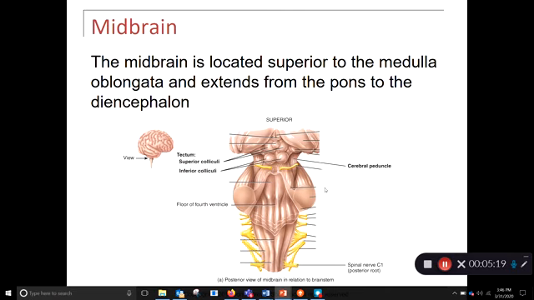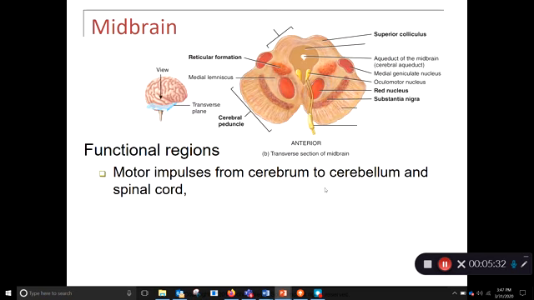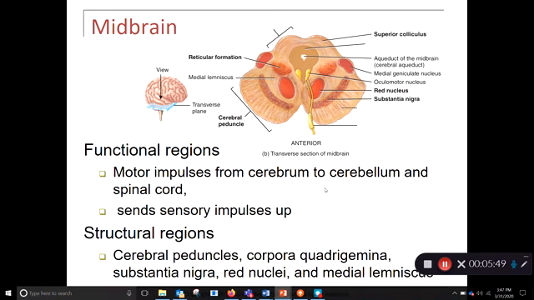The midbrain is located superiorly to the medulla oblongata as well as the pons, and just below, or inferior to, your diencephalon and cerebrum. We're going to go ahead and hit some internal landmarks with the midbrain. First off, you got your motor impulses that connect here to the cerebrum and cerebellum and spinal cord again. It sends sensory impulses up, as well as lets motor impulses go down.